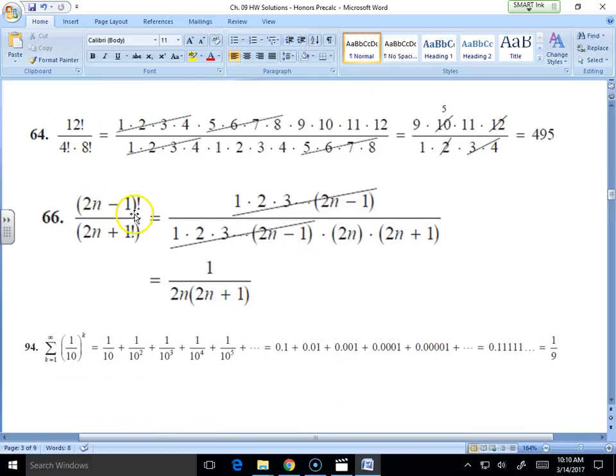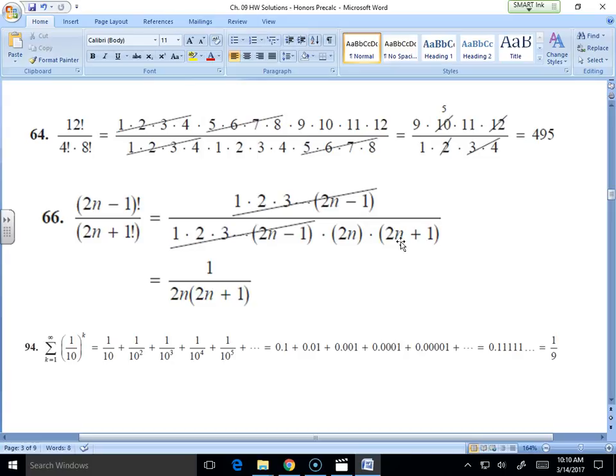Number 66. This one was kind of hard. It was the n ones. The question: who's bigger, the guy on top or the guy on bottom? Guy on bottom, because he goes from 1 all the way up till 2n plus 1, which means he hits 2n and he hits 2n minus 1 on the way up there. This guy ends at 2n minus 1. So we end up with 1 over 2n times 2n plus 1.